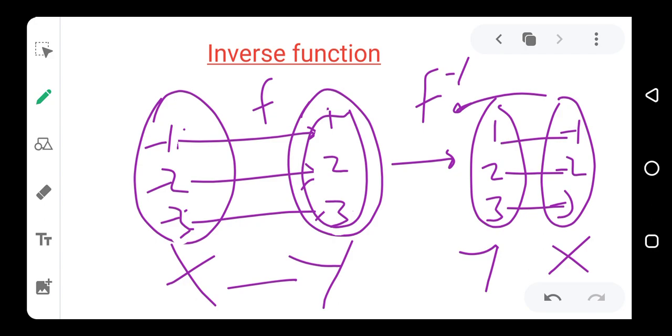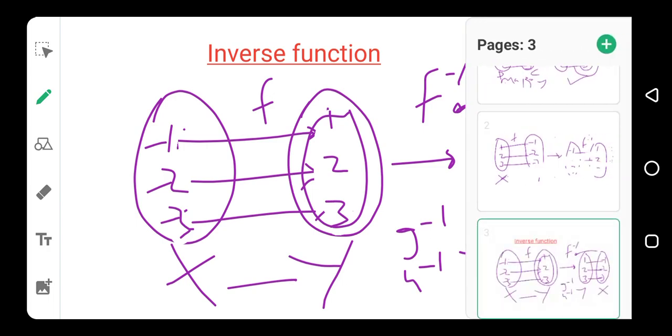Remember, a function could be denoted with any alphabet. It could be f inverse, could be h, or g inverse, h inverse, whatever you like. But preferably we use f, g, and h, though you can use any other thing you want to use and denote your function. So this is what we mean by an inverse function: exchanging the position of the domain and the range, or inversing the domain and the range.